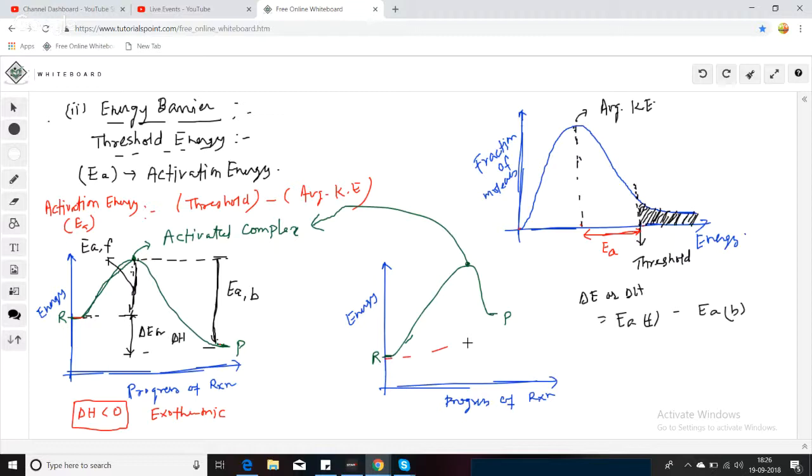Okay, this energy is the activation energy for the forward reaction, EAF, right? And this energy is the activation energy for the backward reaction, EAB. If you subtract forward minus backward, we are getting del H is positive, right? And that is true also. It is endothermic. So this graph is for the endothermic reaction and the first graph is for the exothermic reaction.